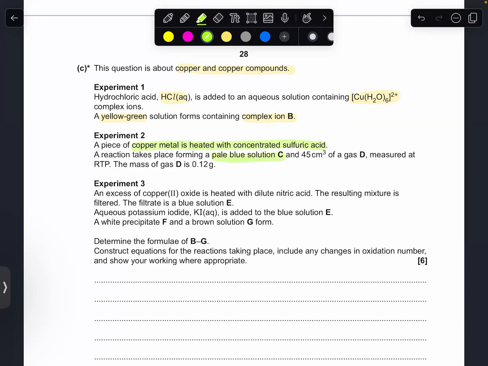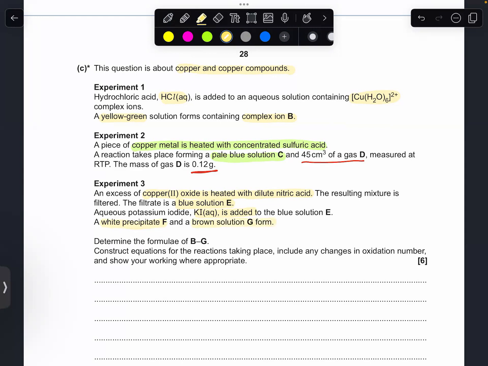We'll come back to the color chart in a moment. You got this much of gas measured at RTP, and the mass of gas D is that. It says an excess of copper 2 oxide is heated with nitric acid. The resulting mixture is filtered. The filtrate is a blue solution. Aqueous potassium iodide is added to the blue solution, and a white precipitate F and a brown solution G form.